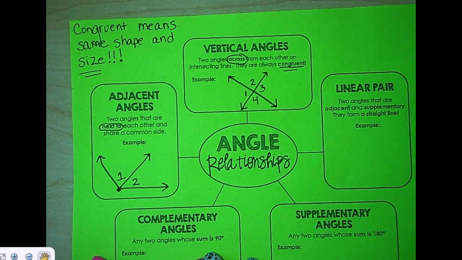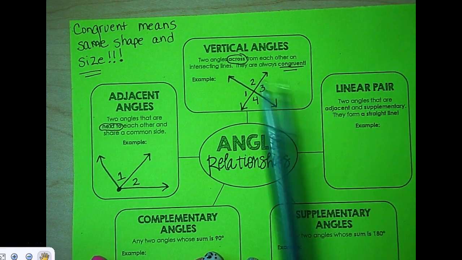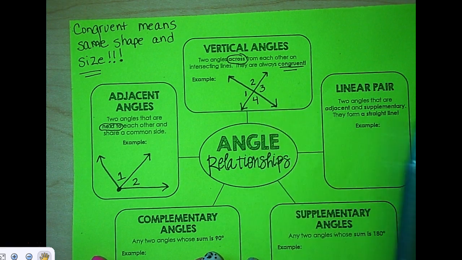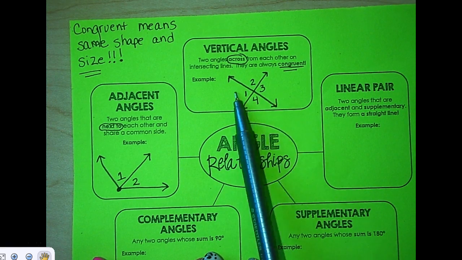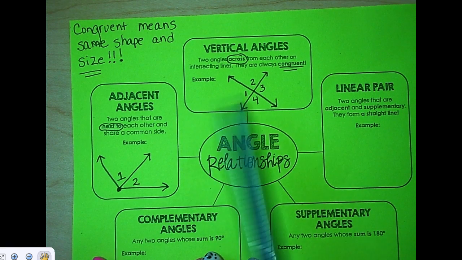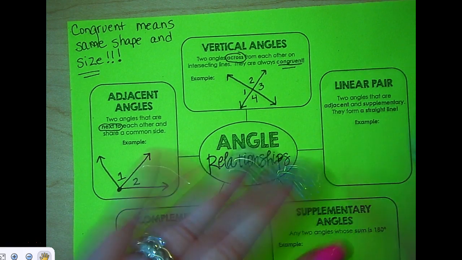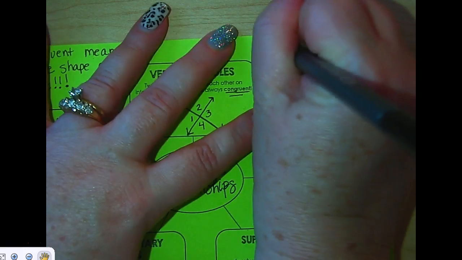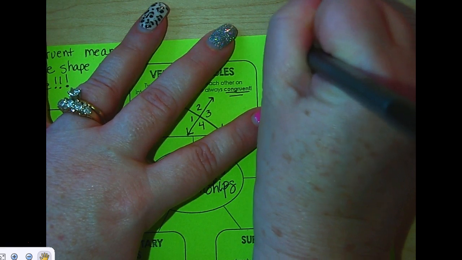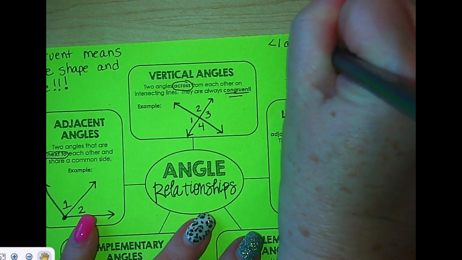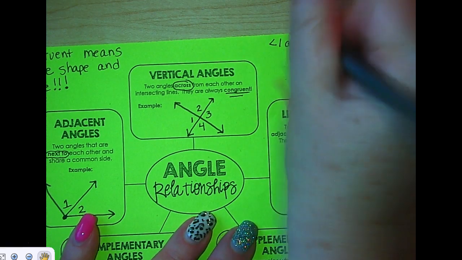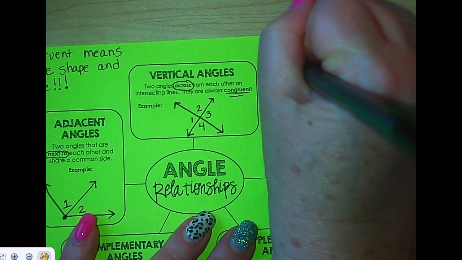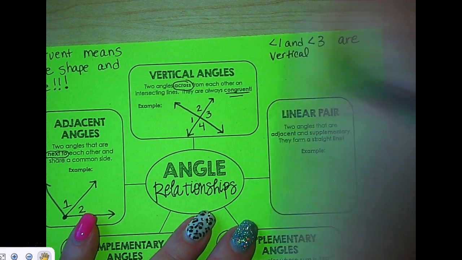What's another pair of vertical angles? Anyone see another pair of vertical angles other than 2 and 4? 1 and 3. 1 and 3 are vertical angles. So we've got 2 pairs here. So I'm going to write that over here. The way you write that is you would say angle 1 and angle 3 are vertical. And if they're vertical, that also means they are congruent.